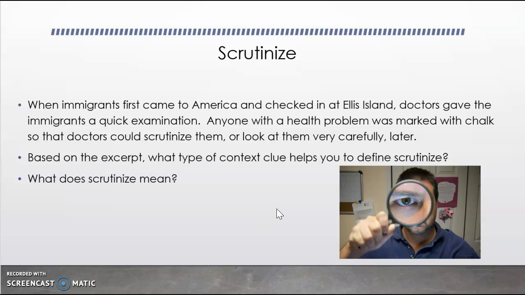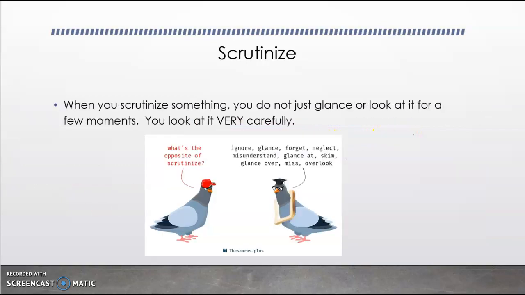carefully later. Based on this text excerpt here, what type of context clue helps you define scrutinize? So meaning, what did you read that helped you figure out the meaning? Right, when it says here, so doctors could scrutinize them or look at them very carefully later, it's kind of giving you the definition right here, or look at them very carefully later. So what does scrutinize mean?